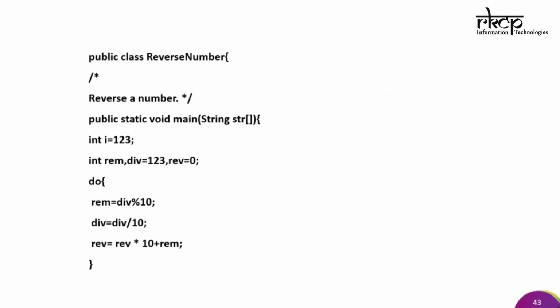So this loop will continue, and what is the meaning? Here it will take the digits one by one, and those digits finally we will add and finally we will display. So when you execute, you will get 3 to 1.